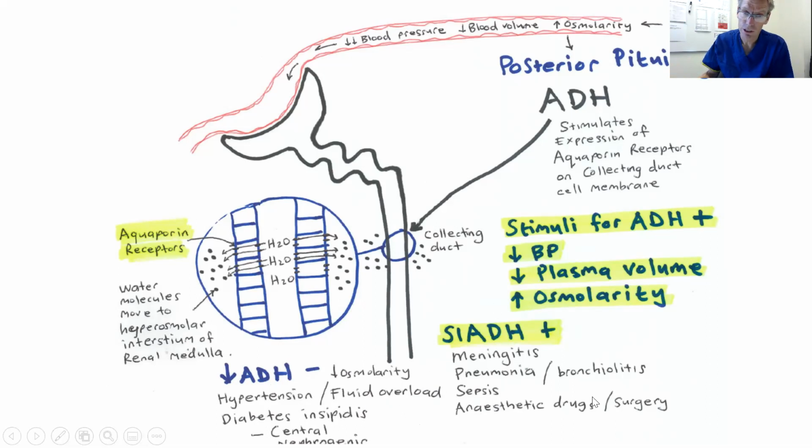But the main thing I want you to know about is the stimuli for ADH: low blood pressure, low plasma volume, high osmolarity, and the conditions under which a child may have what's called inappropriate ADH secretion, such as meningitis or pneumonia or bronchiolitis or sepsis, or sometimes just after surgery. Anesthetic drugs, nausea and vomiting can cause high ADH secretion. And these have a protective advantage to the patient.